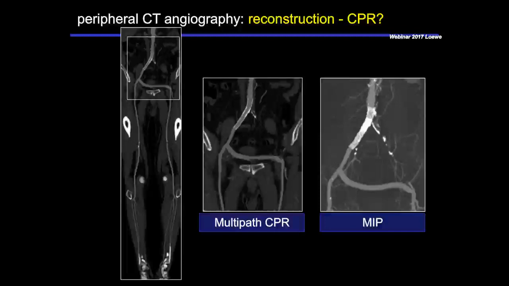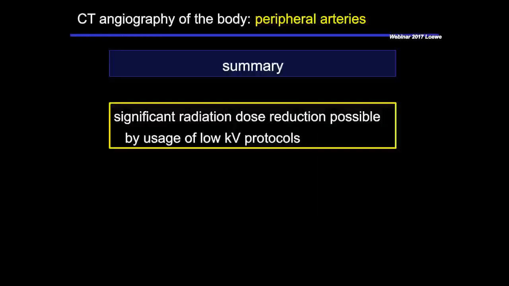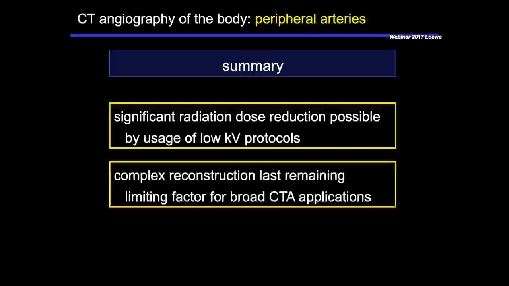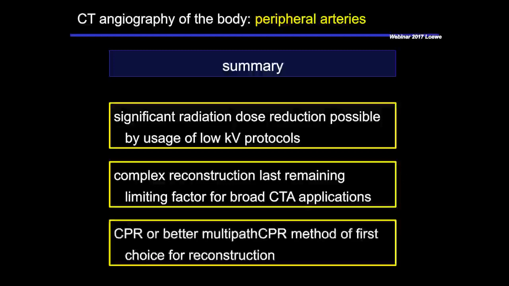So significant radiation dose reduction is possible by use of low kV protocols, and can be used, of course, with very good results for the peripheral vessels as well. The last remaining really limiting factor for the broad CTA application for the peripheral vessels are still the complex reconstructions. And we are sure that CPR, or better, even the multipath CPR, are really the methods of very first choice to reconstruct them. However, there is no perfect automatic tool commercially available on the market.